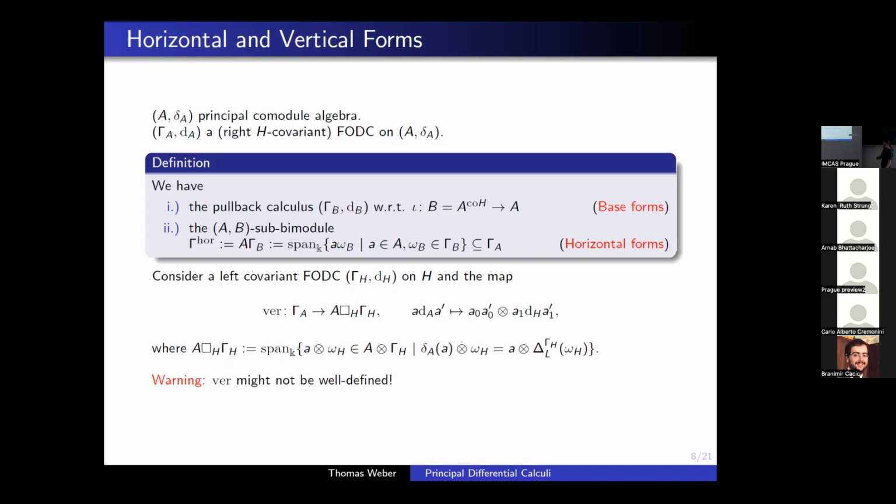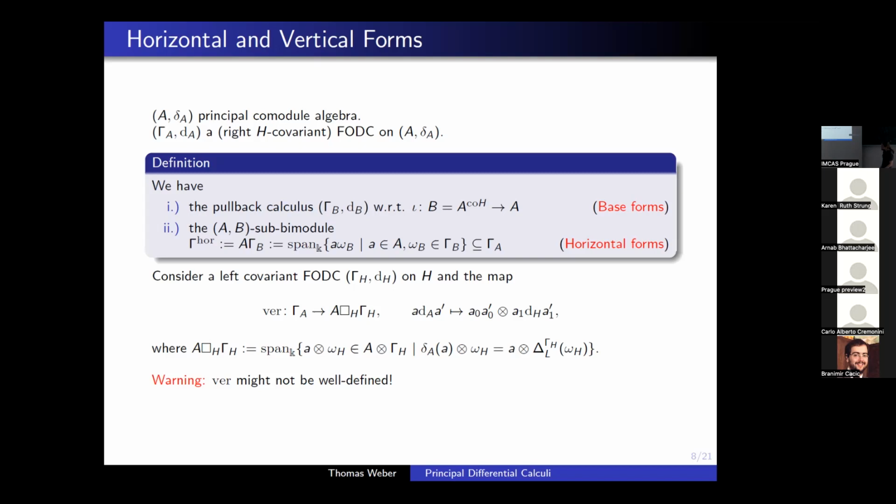One technical thing: some people actually take the span of A from the left and the right, so they see horizontal forms as an A-bimodule rather than an A-B-bimodule. I will later try to motivate why we stick to this one. In most cases, it's the same. In most examples, you can actually move a function on A to the left side. So it's not really a big difference, but there is one. Yeah. Horizontal forms, very good.